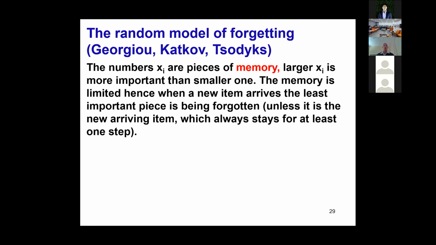And just something about the random model of Georgiou, Katkov, and Tsodyks. Think about the numbers xi as pieces of memory. And larger xi correspond to a more important piece of memory than a smaller one. Now the memory is limited, and hence when a new item arrives, the least important piece is being forgotten, unless the newly arriving item is really the smallest, and then it stays always for at least one step.